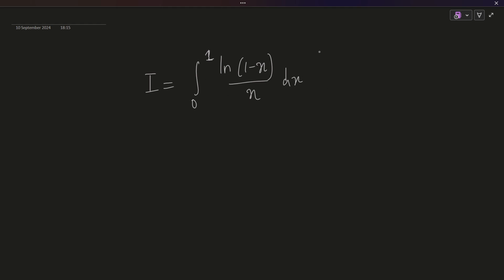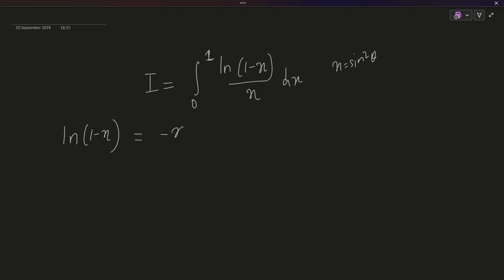In order to do this integral, you might think of a few tricks that you have learned while doing this kind of integration where a logarithm is involved, like putting x equals sine squared theta or cos squared theta and stuff like that. But in this case, what we need to do is understand the expansion of log of 1 minus x around the point 0.